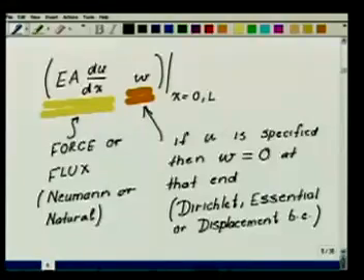Note that at a particular end, both these things cannot be specified. It is either or. Either the force is given at the end or the displacement is specified at the end, which means if the displacement is specified, W has to be 0 at that end. So you see that out of our formulation, we have obtained the admissible set of boundary conditions that can be applied at an end of the member. We cannot have any other type of boundary condition that we wish. These are the only types of boundary conditions that we can apply.